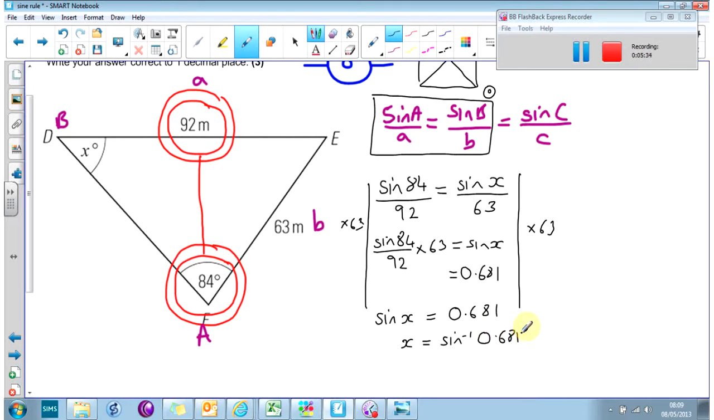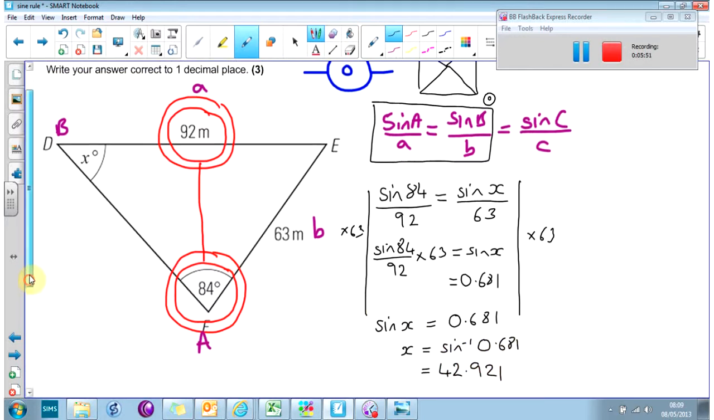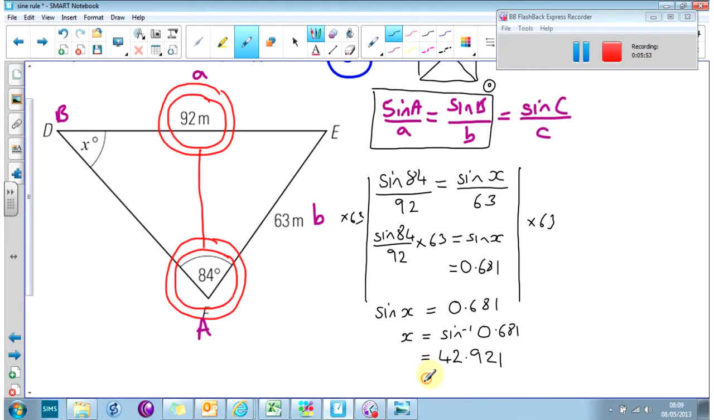First of all, I make sure it's in degrees mode, and inverse sine of 0.681 gives me an angle of 42.921, and the question asks for one decimal place, so that's going to be 42.9 to 1 decimal place, and that's 42.9 degrees. And that is how you solve a sine rule problem. Let's have a look at another one.